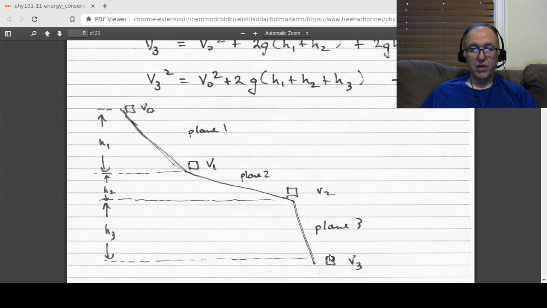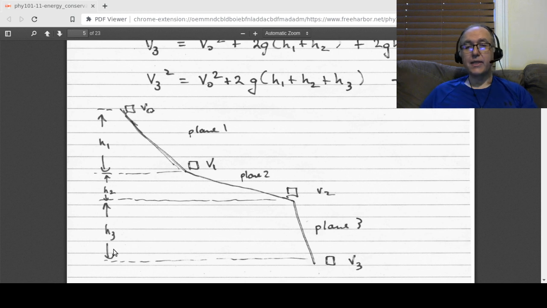V3 squared, that's the velocity at the bottom of the third plane, the velocity at the very bottom of the entire path. What's that going to equal? The velocity at the very top of that path squared plus 2g times h1 plus h2 plus h3. And you go, what's h1 plus h2 plus h3? It's the vertical drop across all 3 planes. Okay, and guess what? You can do this again and again and again and again and again.